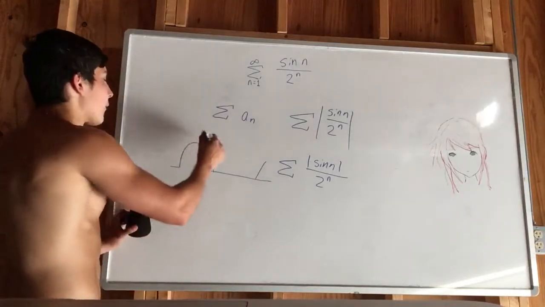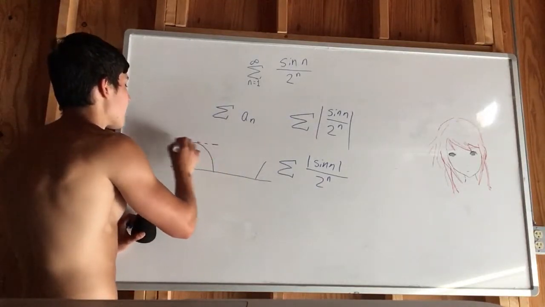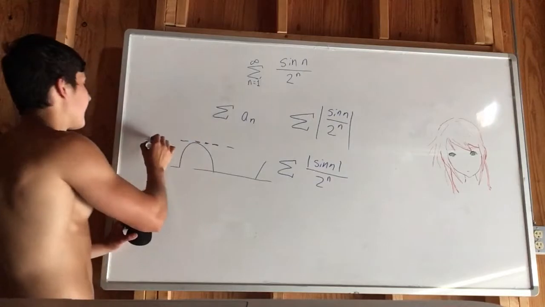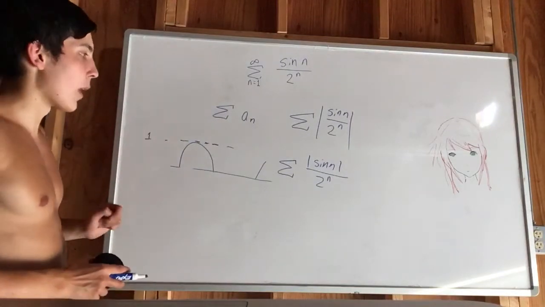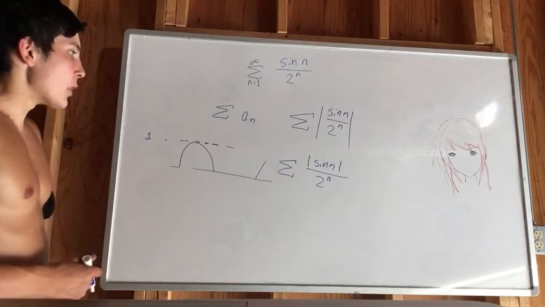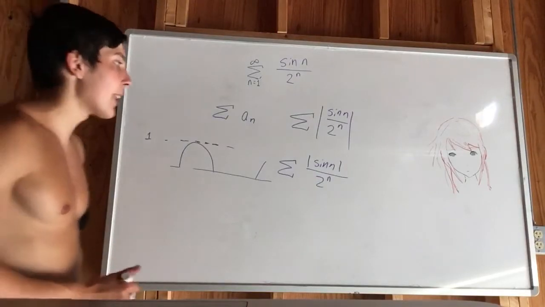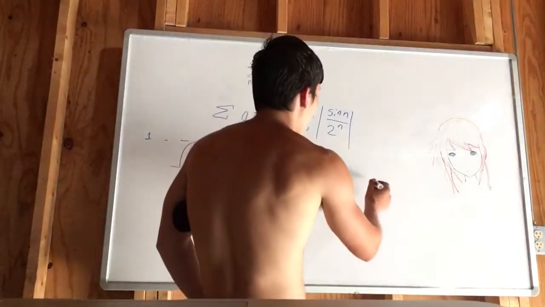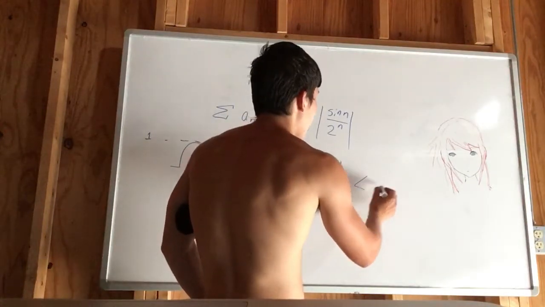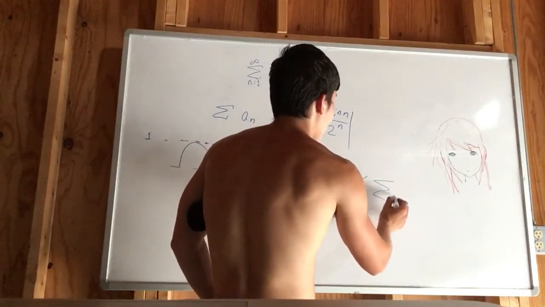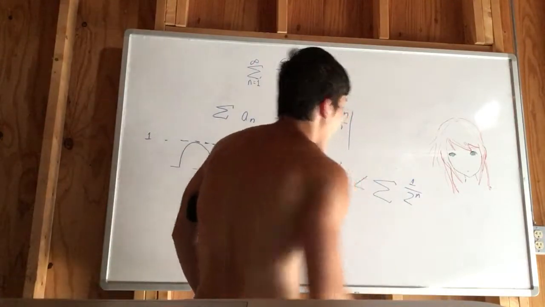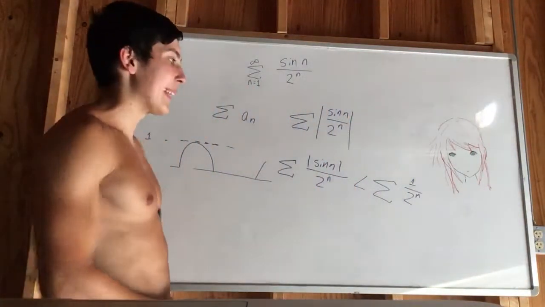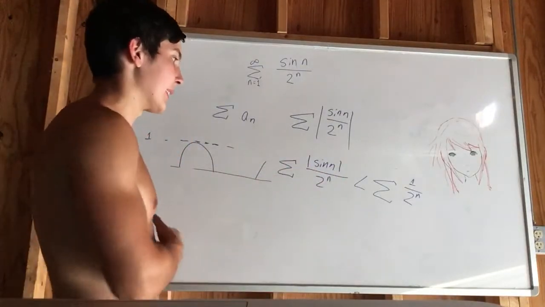We can only get values from 0 to 1, because sine is always under 1, right? So we're always going to get values which are less than 1. So our comparison test could be this: the absolute value of sine of n over 2 to the n is going to be less than 1 over 2 to the n. The denominator we leave the same when we're doing the comparison.